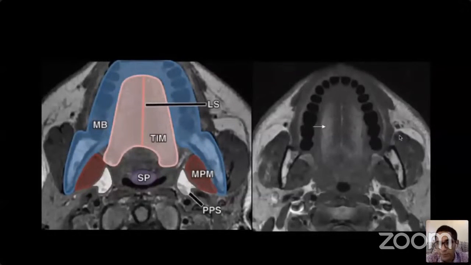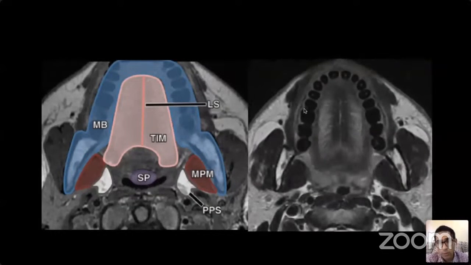You have the masticator space over here, the mandible, the medial pterygoid, the masseter muscle, the anterior buccal fat over here, triangular buccal fat, and the parotid duct. You have the mandibular cortex, which is hypointense, the alveolar cortex, and you have an important structure over here, that's the buccinator muscle.